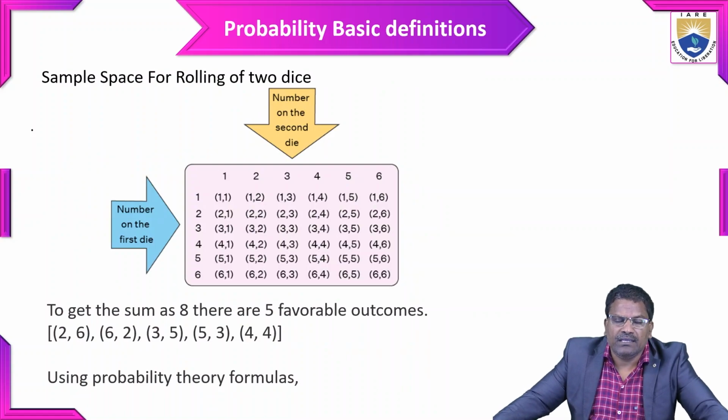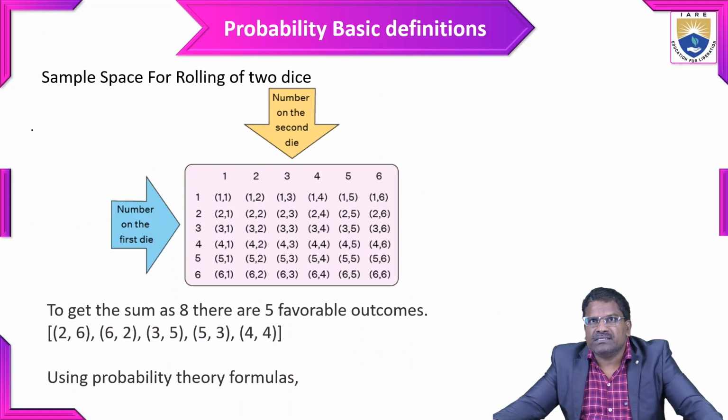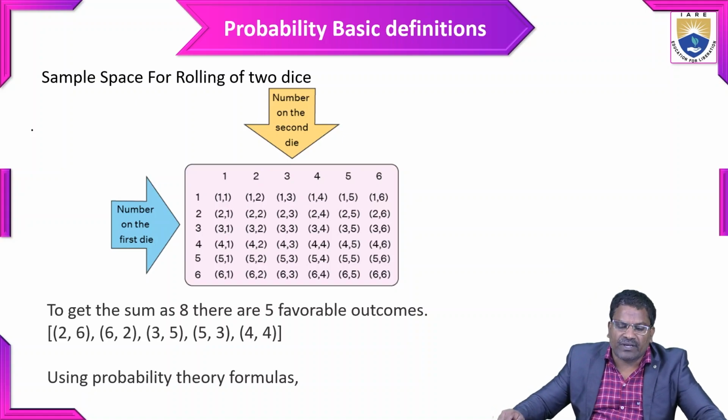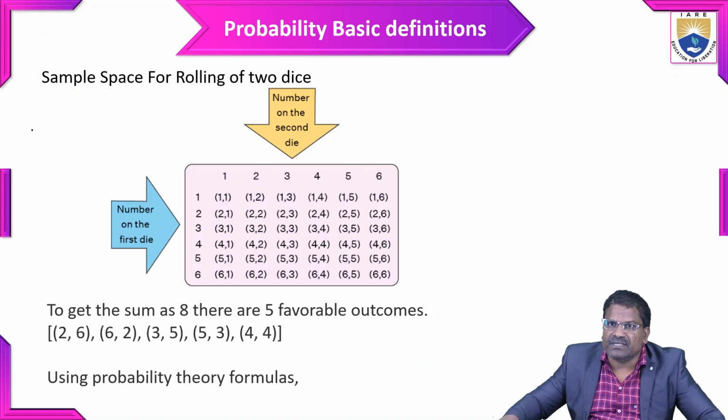First of all, we have to write the sample space for rolling of two dice. Taking the number on the first die and the number on the second die: 1,1; 1,2; 1,3; 1,4; 1,5; 1,6; then 2,1; 2,2; 2,3; and so on; 3,1; 3,2; 3,3; and so on; 4,1; 4,2; 5,1; 5,2; etc. Like that, 6,1; 6,2; 6,3; 6,4; 6,5; 6,6.